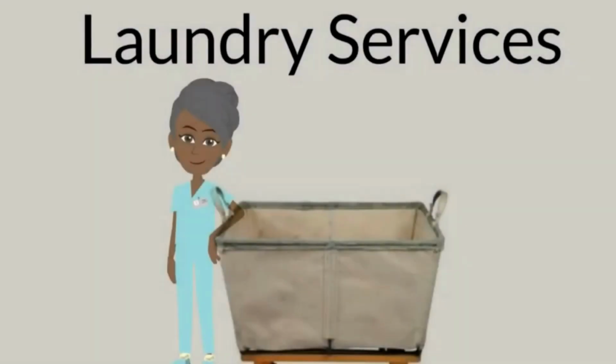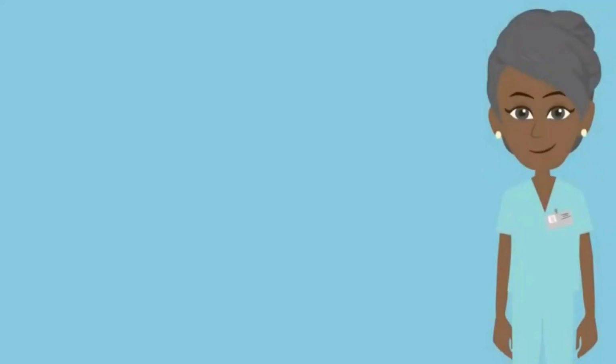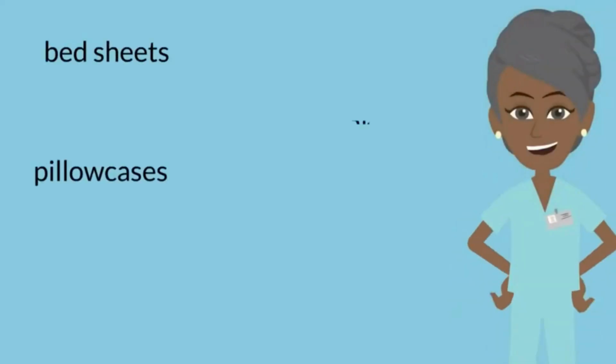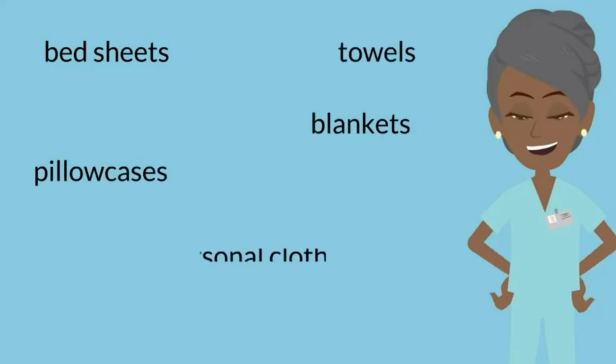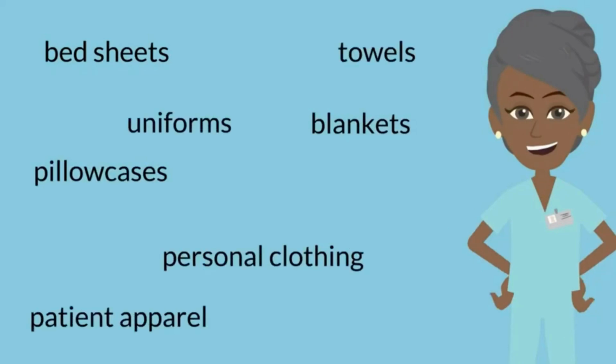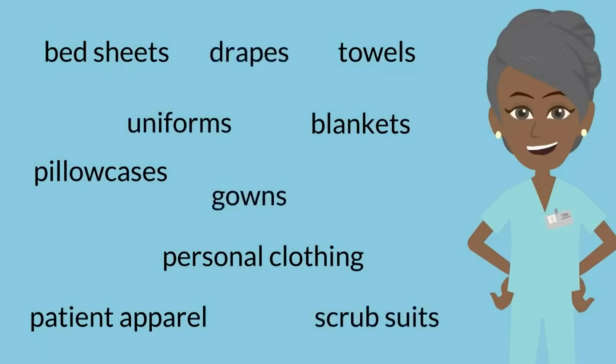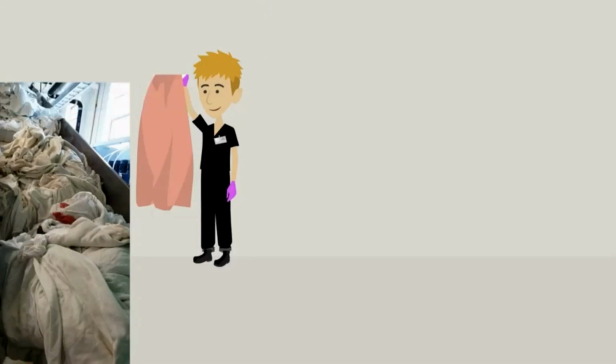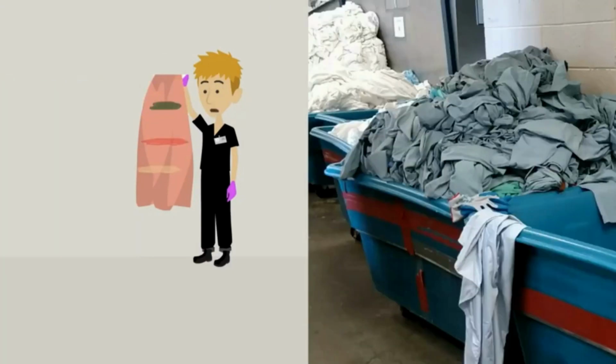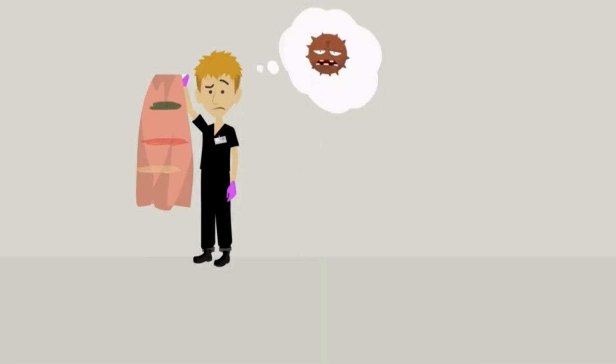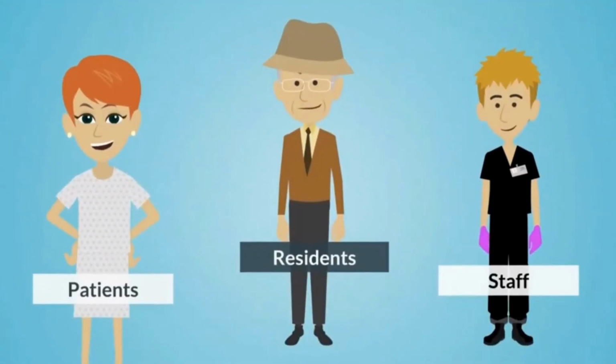Laundry services play a critical role in a healthcare facility's infection prevention and control program. Healthcare laundry includes items such as bed sheets, pillowcases, blankets, towels, personal clothing, patient apparel, uniforms, scrub suits, gowns, and drapes for surgical procedures. Because these items are often contaminated with blood, skin, stool, urine, and vomitus, steps must be taken to ensure that infectious germs are not transferred to patients, residents, or healthcare workers during laundering.